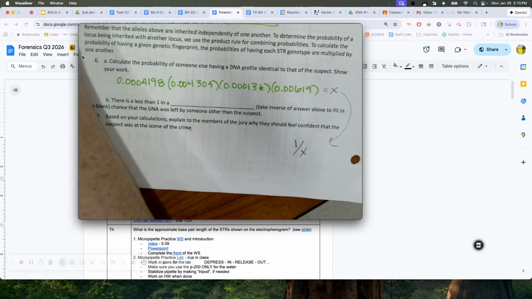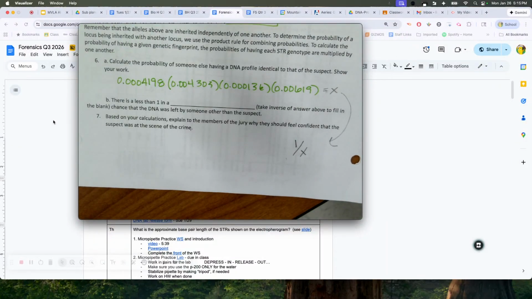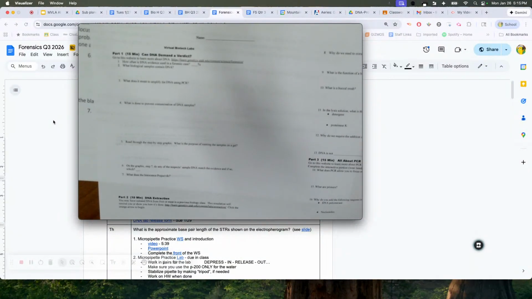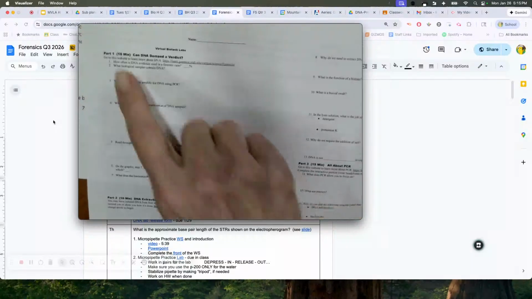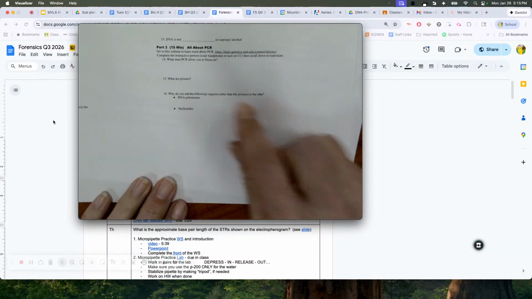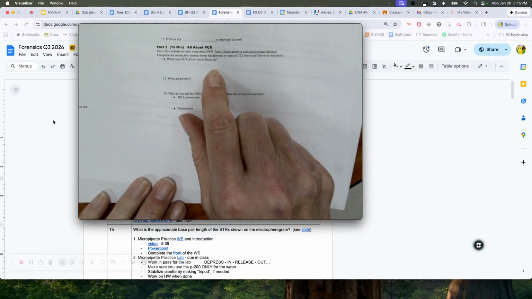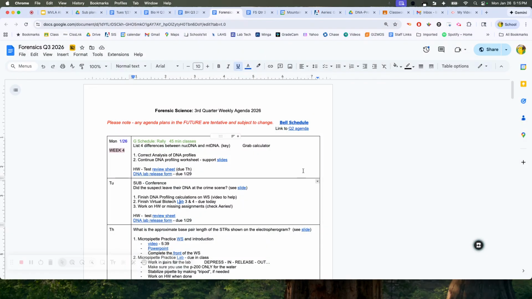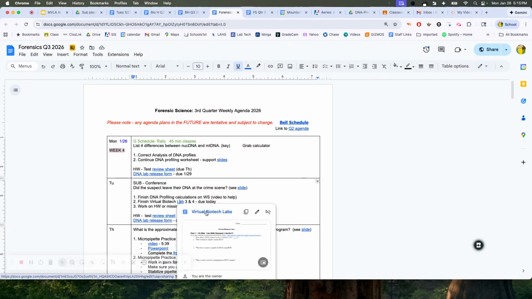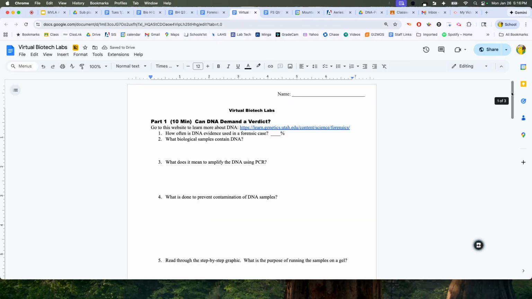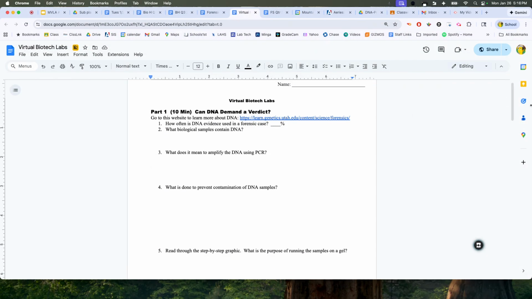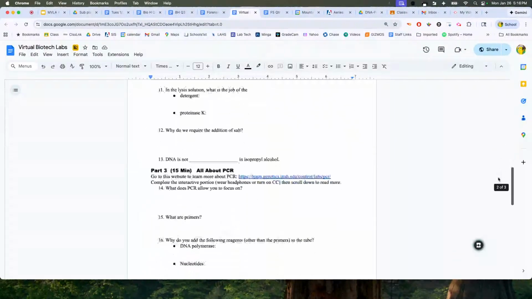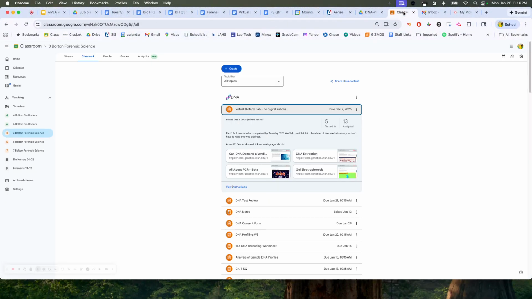When you are done with this, you are going to find your virtual biotech lab worksheet from last semester. We did part 1 and 2 already. So you are ready to complete part 3 and 4, all about PCR. If you've lost this worksheet, you can just click on this link here. Complete the virtual portion. If you'd like, you can just delete part 1 and 2. So you're starting here at part 3. But if you're doing the virtual version, please remember to attach it to Google Classroom.